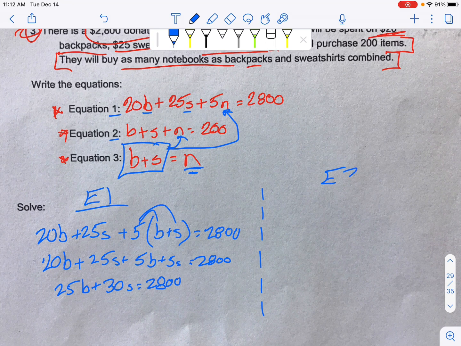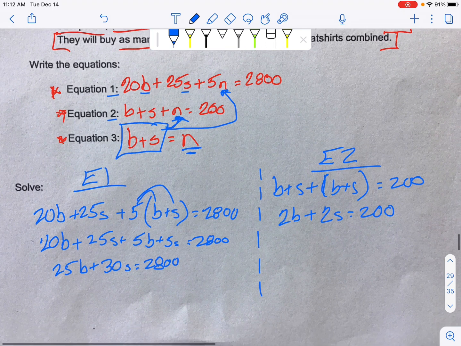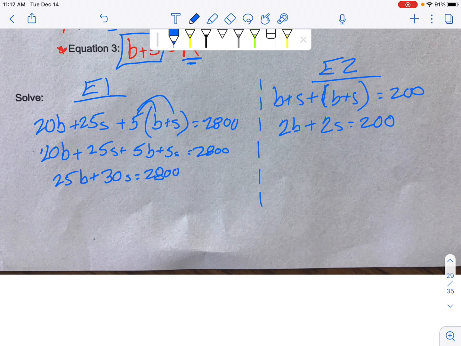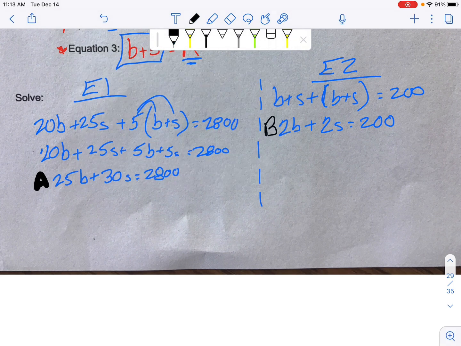Let's look at equation 2, and let's plug b plus s in for n. So we have b plus s plus b plus s equals 200. Now since it's all addition, these parentheses don't do anything, so we just have 2 b's and 2 s's, and that equals 200. Now we are left with 2 equations with 2 variables. Now we need to use elimination to get rid of another variable.